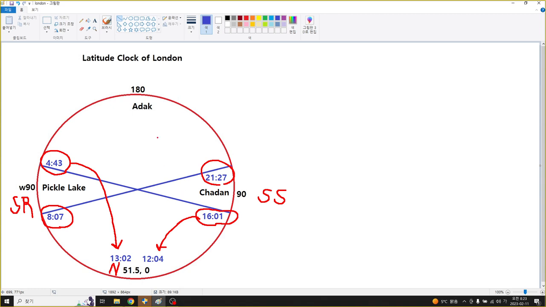So the Bering Sea, at the same latitude, is night time, midnight.